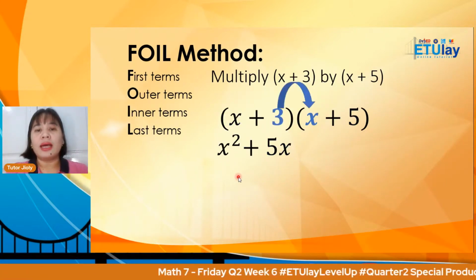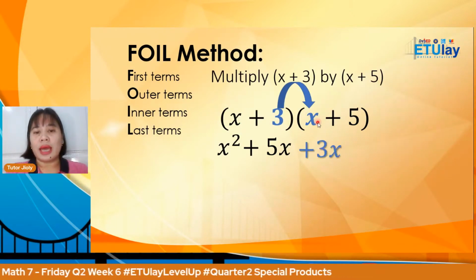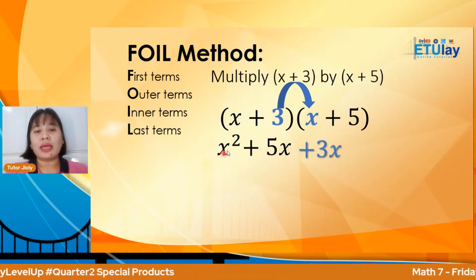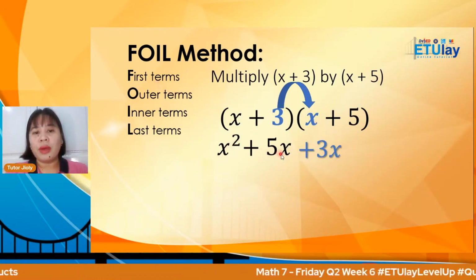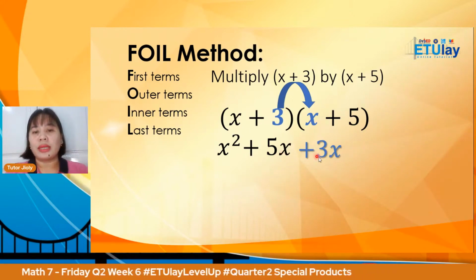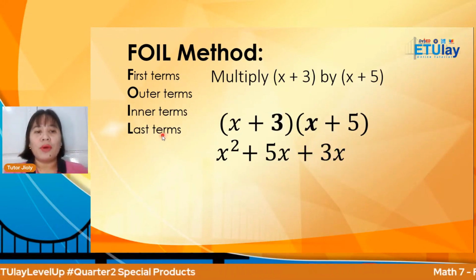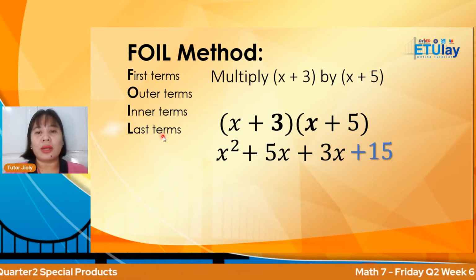Next, we have the inner terms. Okay, so we have 3 times x, that is plus 3x. So now we have x raised to 2. The answer for our outer terms is 5x. Then the inner terms, we have 3x. Then for the last one, we have the last terms.